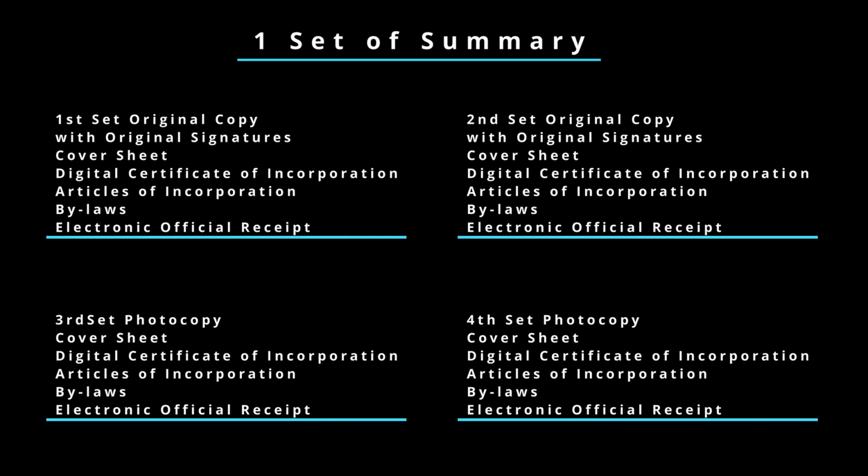Prepare and staple the following: 1 set of summary, 4 sets, at least 2 sets original copies with original signatures, according to this order. 1st cover sheet, 2nd digital certificate of incorporation, 3rd articles of incorporation, 4th bylaws, and 5th electronic official receipt.